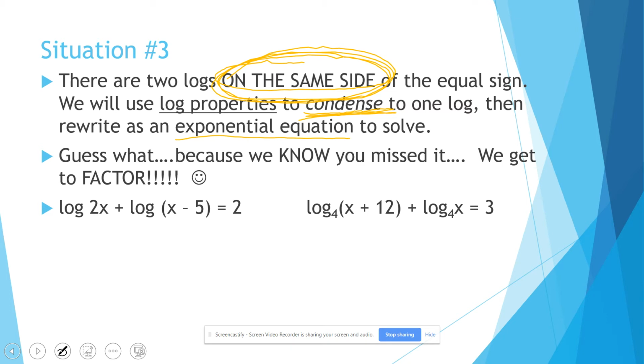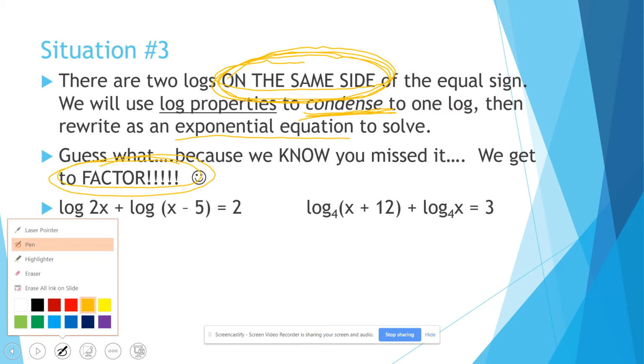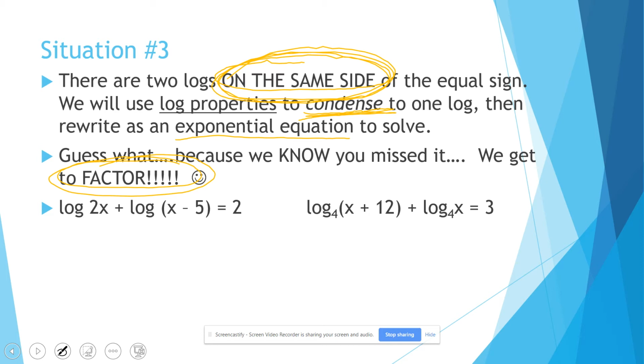And most likely for these, we will get to factor. We know that you missed that, so let's bring factoring back. All right, we have log base 10 and log base 10. Remember, adding started when we talk about our log properties. That started as a multiplication problem. So when we want to condense this back, we have log 2x times x minus 5 is equal to 2.